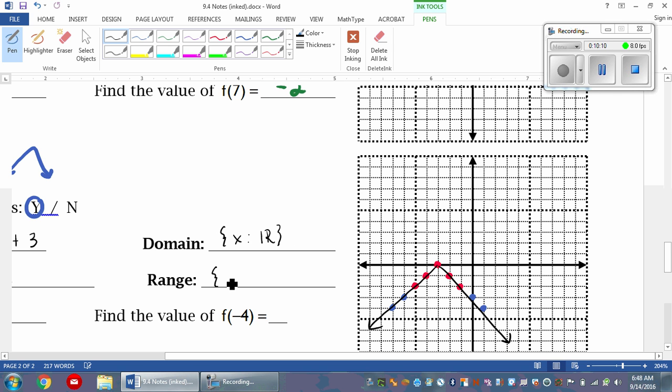My range, since my vertex is at negative 3, 0, and 0 is the y-coordinate, I'll be using that one. Since it opens down, it's going to be less than or equal to 0. And last thing, f of negative 4, remember x is the negative 4. So I'm going to come over here and find negative 4. I have to go down 1, so I know my point is at negative 1.